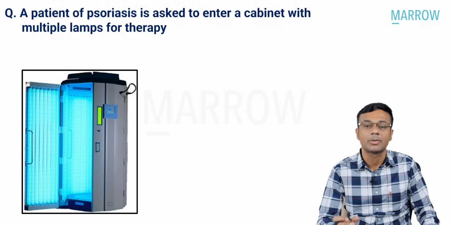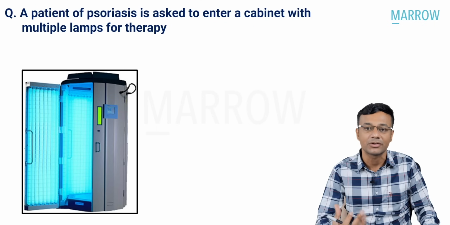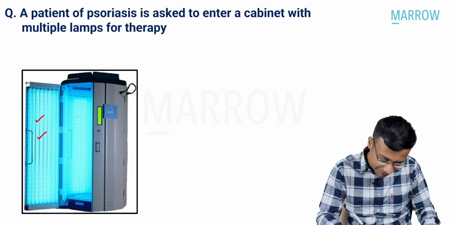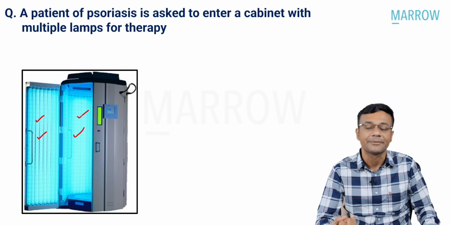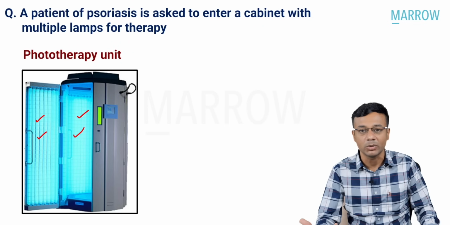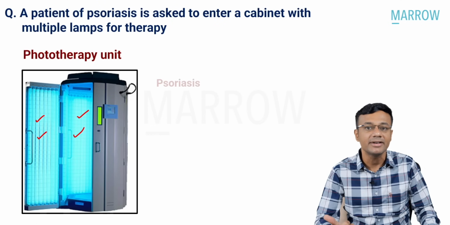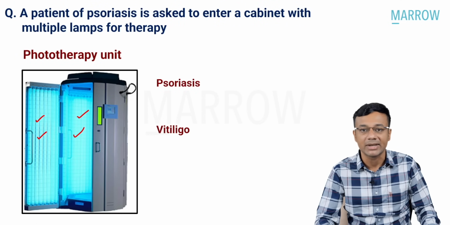The next question is about a patient of psoriasis who is asked to enter a cabinet with multiple lamps for therapy. So what do we see here? We see multiple lamps here, which are ultraviolet lamps. It is going to give ultraviolet radiation to the patient, and this is called a phototherapy unit. Phototherapy is used for 3 important purposes in dermatology. Number 1, psoriasis. Number 2, vitiligo. And number 3, atopic dermatitis.